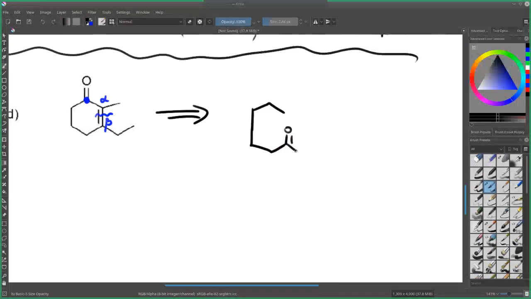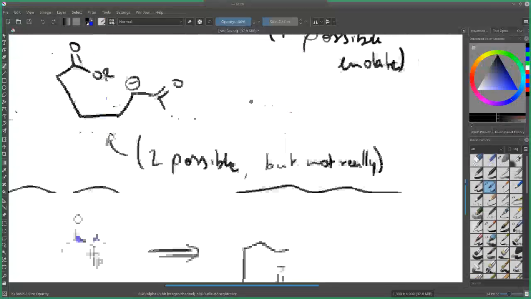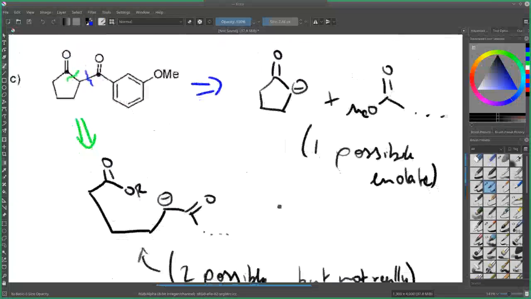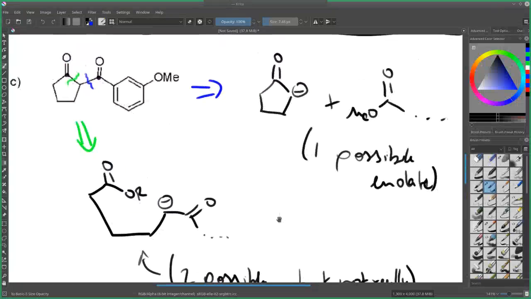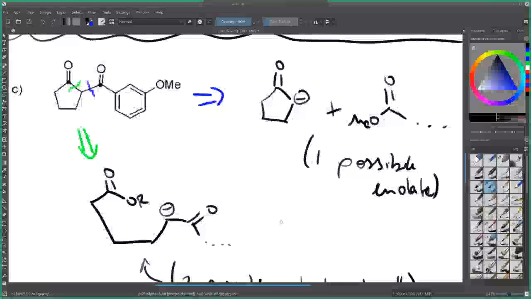Sorry to interrupt again. Yeah, no worries. I was looking back at C, and in one of the ways, maybe I'm misunderstanding, but if we were doing Claisen, it's two esters coming together, right? Maybe it's a crossed one? Yeah, okay. Maybe I was mislabeling it.